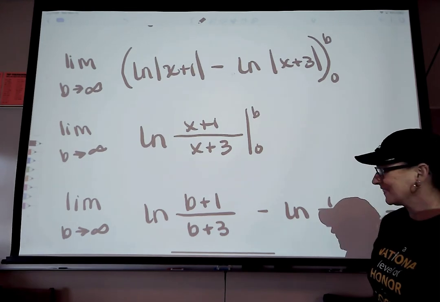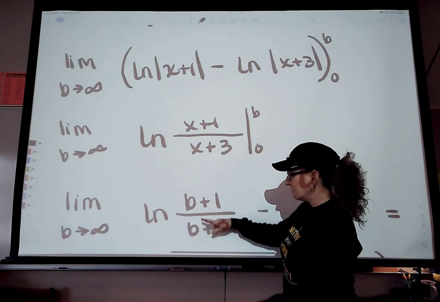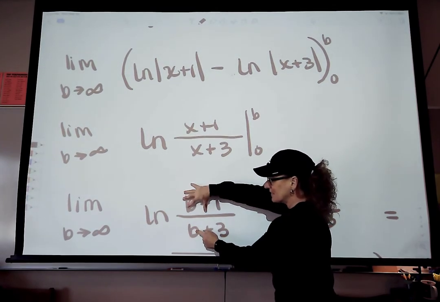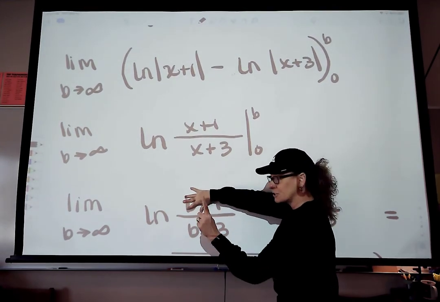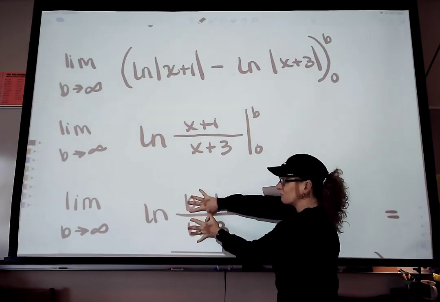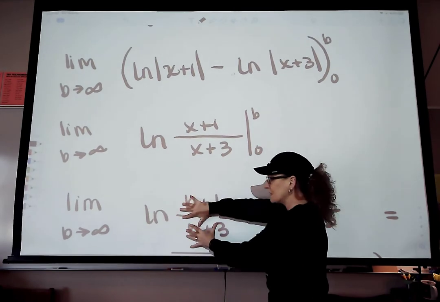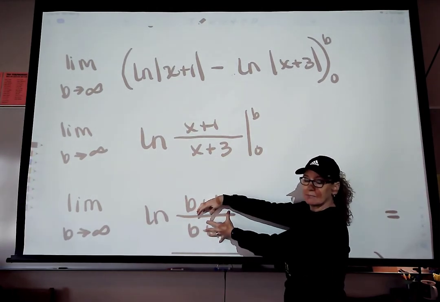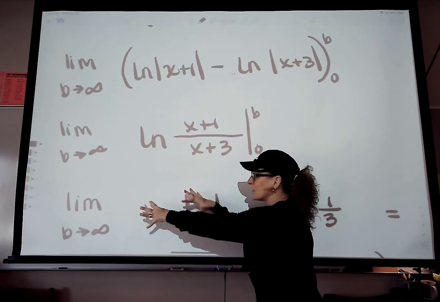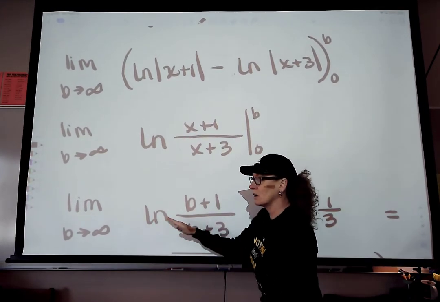Okay, ready? As b heads toward infinity, you can see that this is a first degree polynomial, this is a first degree polynomial. This fraction right here, forget the log for a minute, this fraction is headed to 1. So as b goes to infinity, this whole thing becomes natural log of 1.